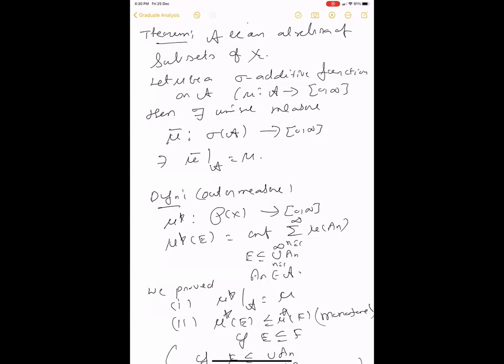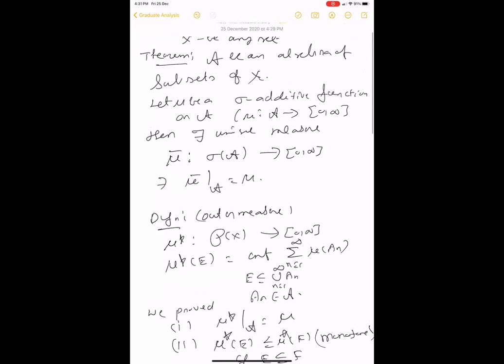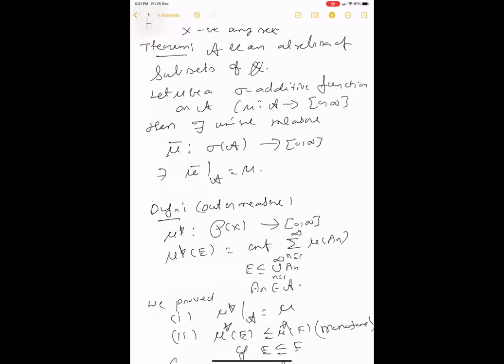So what we have done is the following. As I said earlier, our aim is to prove the following theorem. If you have a set X, a universal set X, and you have an algebra of subsets of X, and you have a function mu which is countably additive on this algebra, then you can extend that function to a measure. We have to prove the existence, and we have to prove the uniqueness of the measure, which we can extend to the sigma algebra generated by A. So that it's an extension, so that its restriction to the algebra is mu.